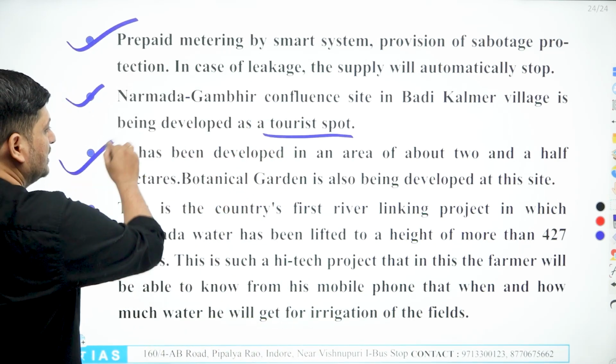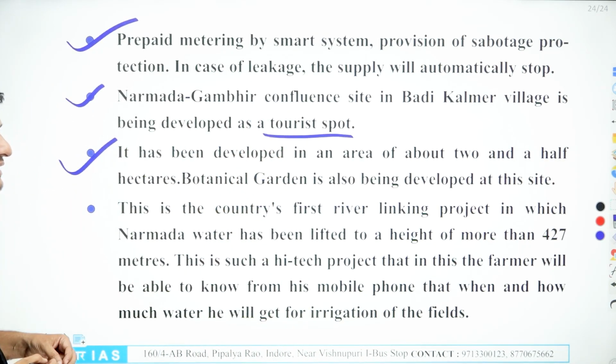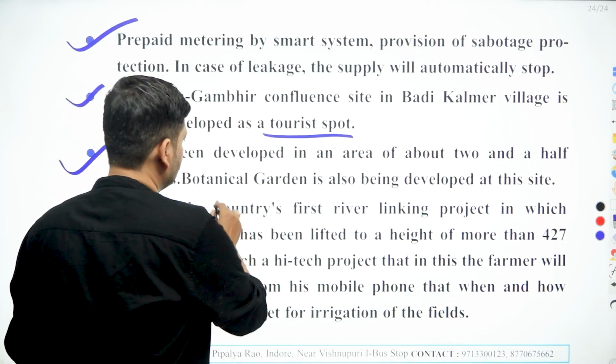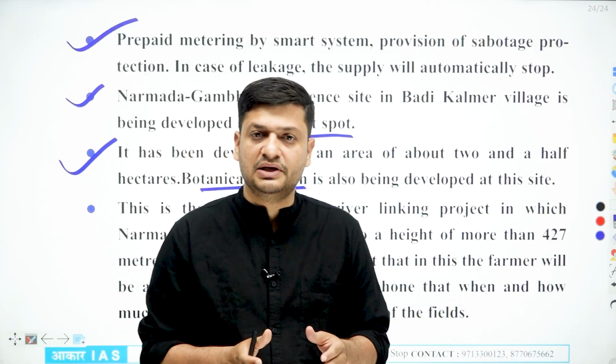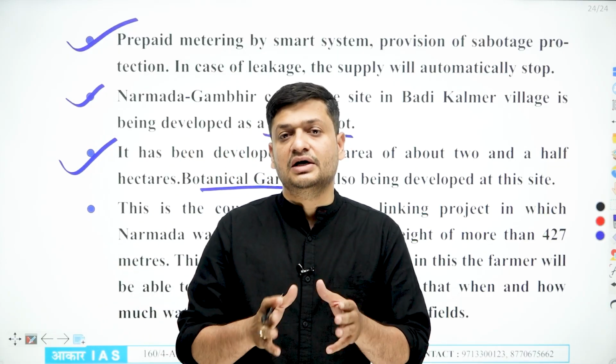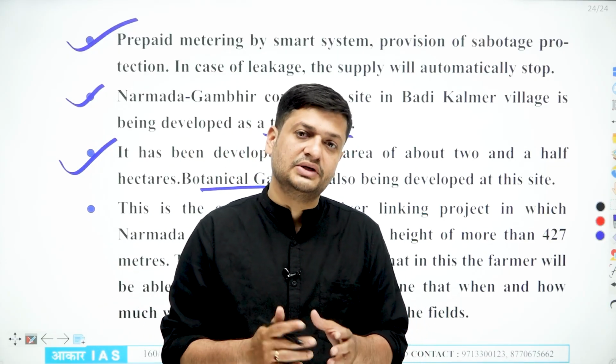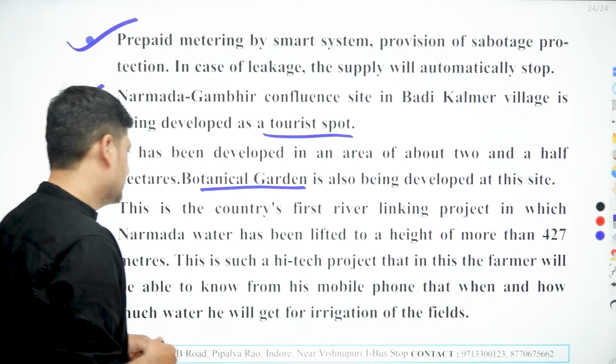Next we can see that there is a project to build a botanical garden also. The government will build a botanical garden on 2.5 acres in this particular region.